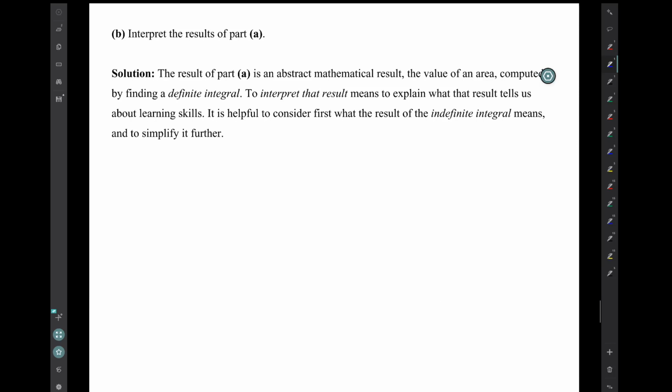Question B, interpret the results of part A. All right, well, the result of part A is this abstract mathematical result. It's the value of an area computed by finding a definite integral. Remember that to interpret that result means to explain what that result tells us about learning skills. It's helpful to remember first what the result of the indefinite integral means and to simplify it further.